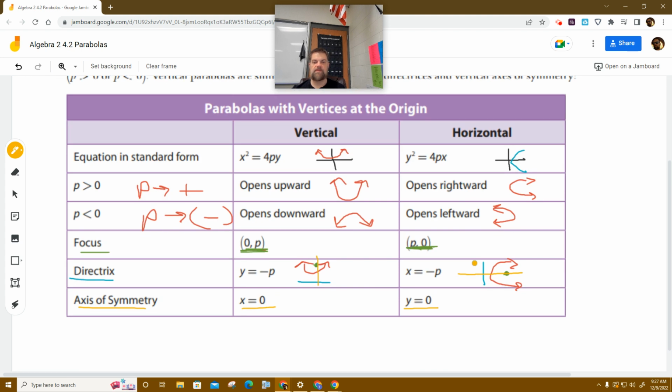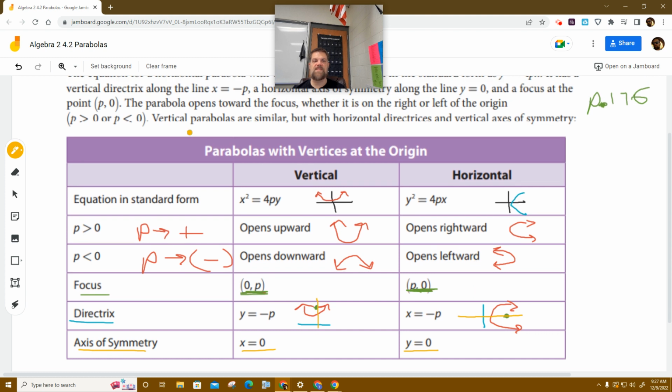Yeah, if you want. Guys, this is in your Jamboard notes too. So you could just go to Jamboard notes and write it down if you want at some point in time. Okay.